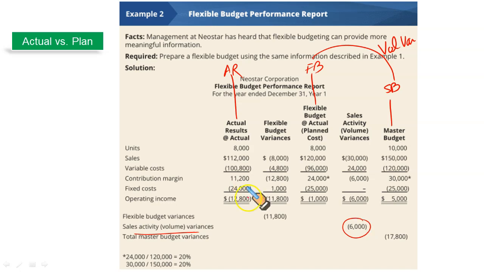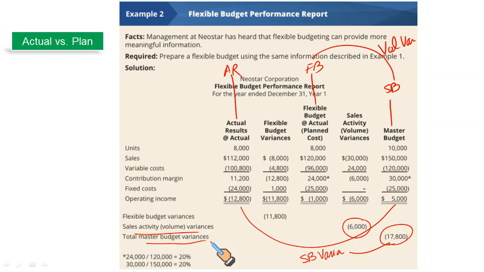Now, if you make this comparison between the original static budget, the master budget, and the actual results, this is called the static budget variance, which is of very limited significance to me as a management accountant. So the difference between these two is 17,800 adverse. This is called the static budget variance or the total master budget variance. Very unimportant from a cost controlling purpose.